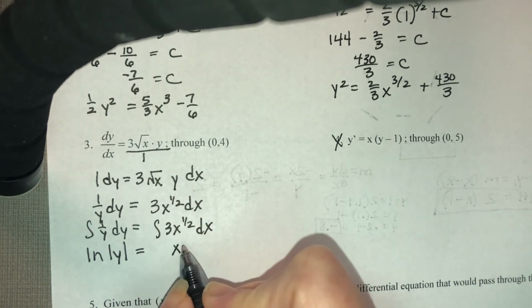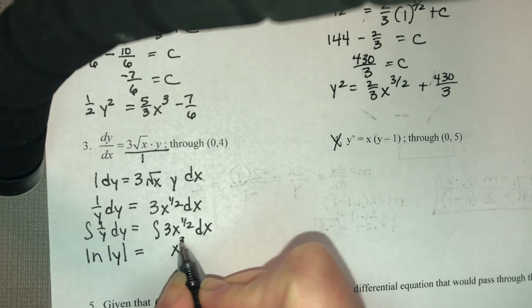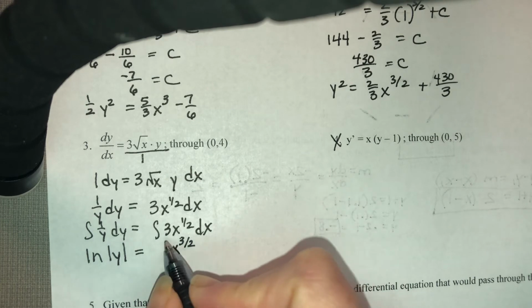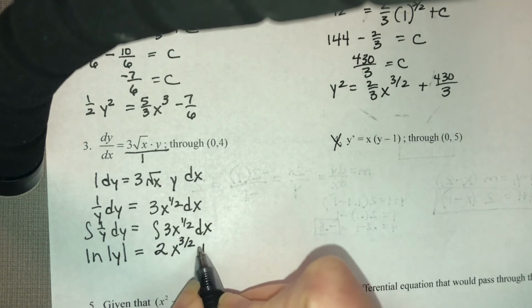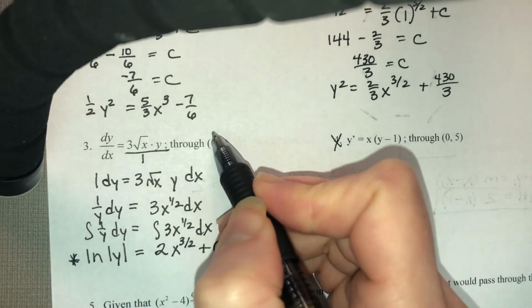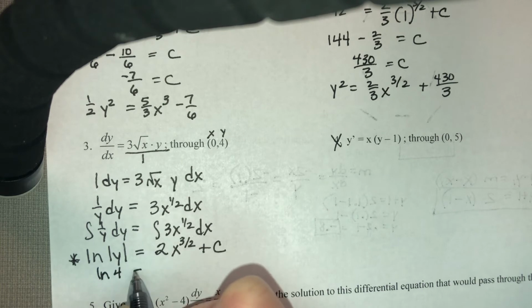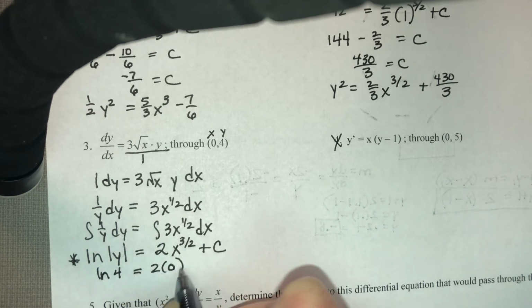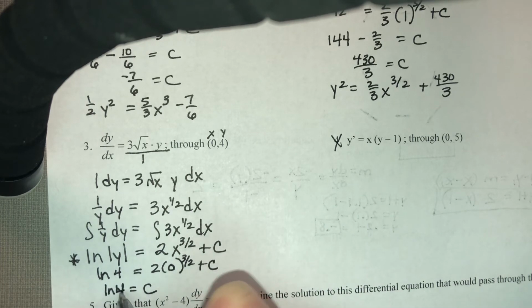Add 1 to the power. 1/2 plus 1, which would be 2/2, is 3/2. Multiply by 2/3. The 2/3 gets multiplied by the 3, so that's just going to be a coefficient of 2. And then we need our plus c. Okay, so we're going to come back to this step. We're going to sub in 0 for x and 4 for y. So the natural log of 4 equals 2 times 0 to the 3/2 plus c. So c is equal to the natural log of 4.